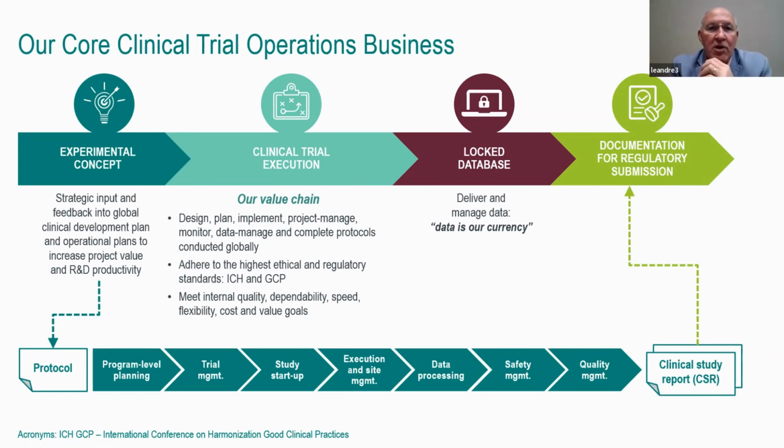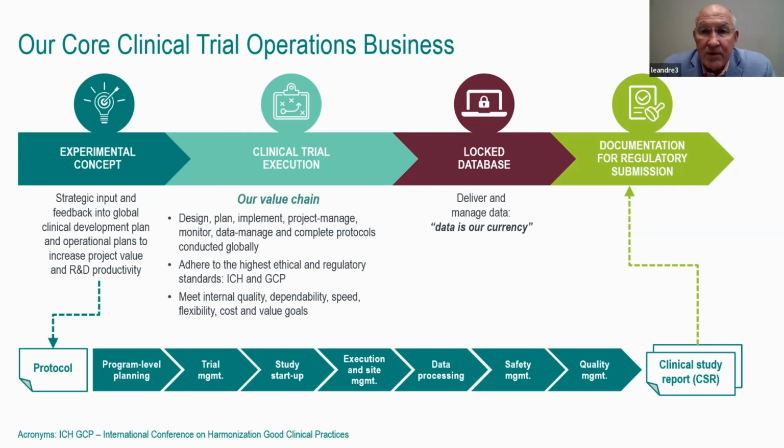In clinical trial operations, we take an experimental concept and express it in a design feature often called a protocol. It's that sentinel document that starts the discussion on how we build an operating model. If we take the protocol, i.e. the experimental design, through to the end product, either a locked database or clinical study report, in between there is something called a value chain.